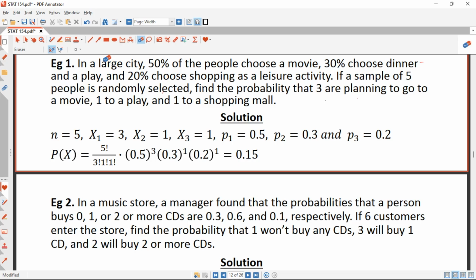on these examples, right? So example 1 is saying, in a large city, 50% of people choose movie, 30% choose dinner and play, and 20% choose shopping as a luxury activity, right? If a sample of 5 people is randomly selected, find the probability that 3 are planning to go to a movie, 1 to a play, and then 1 to shopping.